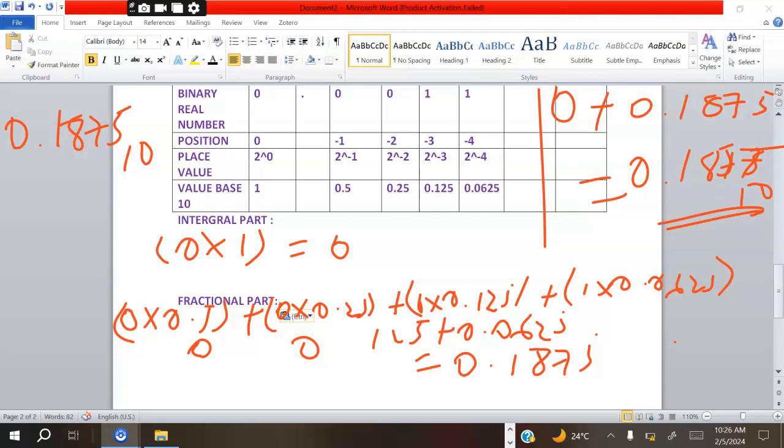So I think by now you have an idea on how to go about the binary fraction to decimal conversion.